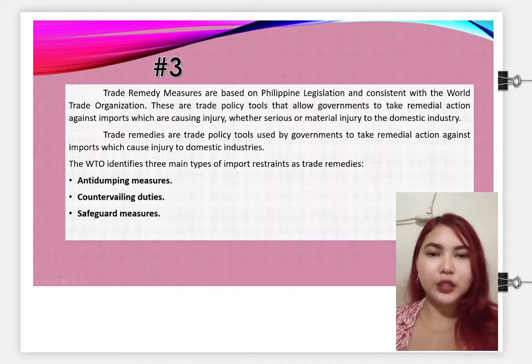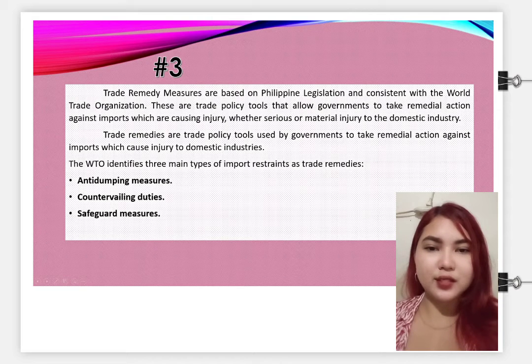The WTO Agreement on Safeguards relates to a situation where a product is being imported into a country in such increased quantities that it causes or threatens to cause serious injury to the domestic industry that produces like or directly competitive products.